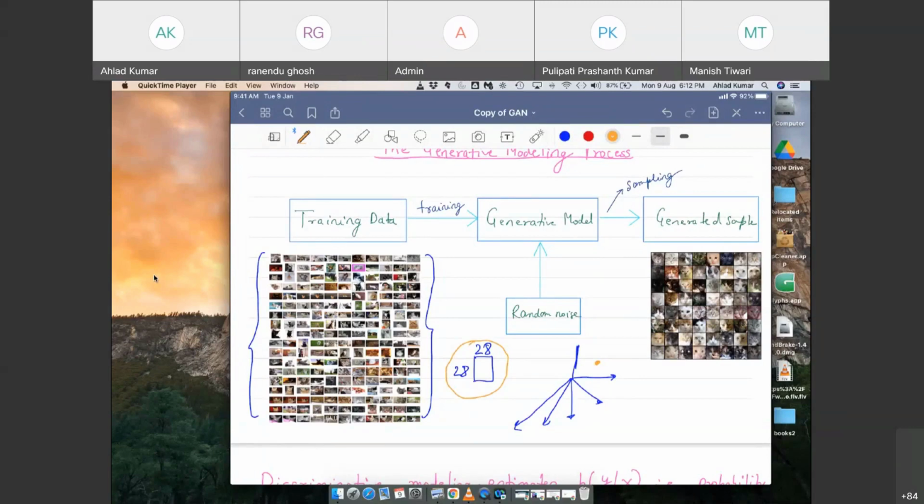So what happens is, as you have this lot of training data set on the left side, all this data set will be clustered like this. It will be like this.